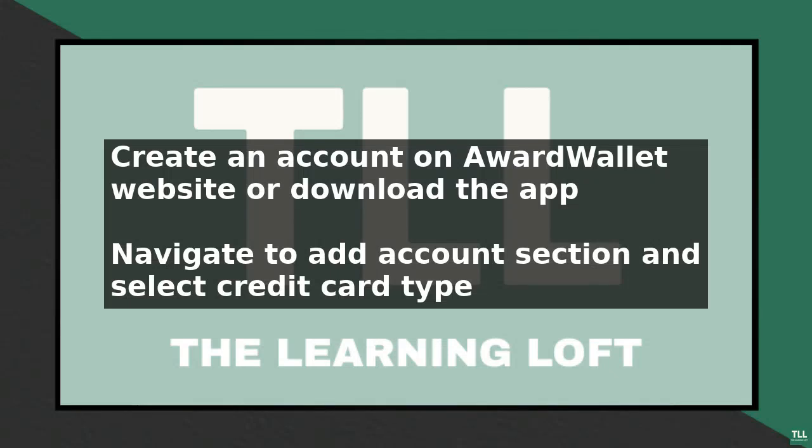To use Awardwallet to link your credit card, start by creating an account on the Awardwallet website or downloading the Awardwallet app. Once you have an account, navigate to the Add Account section and select the type of account you want to add. In this case, a credit card.